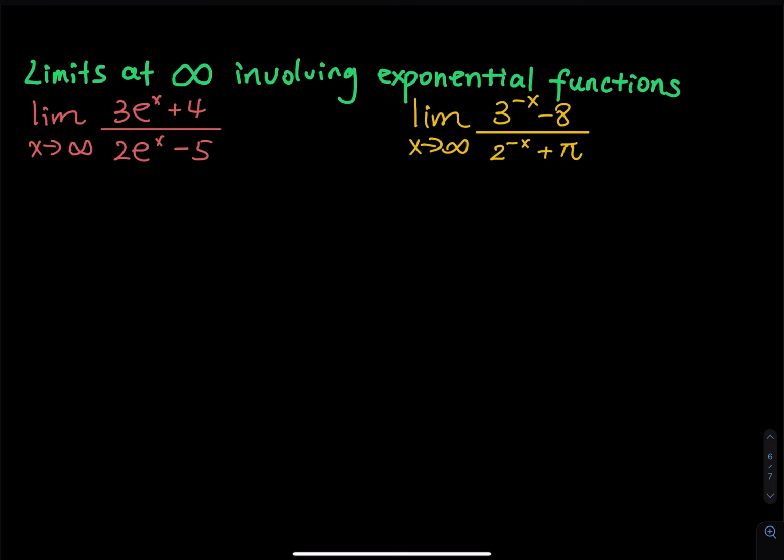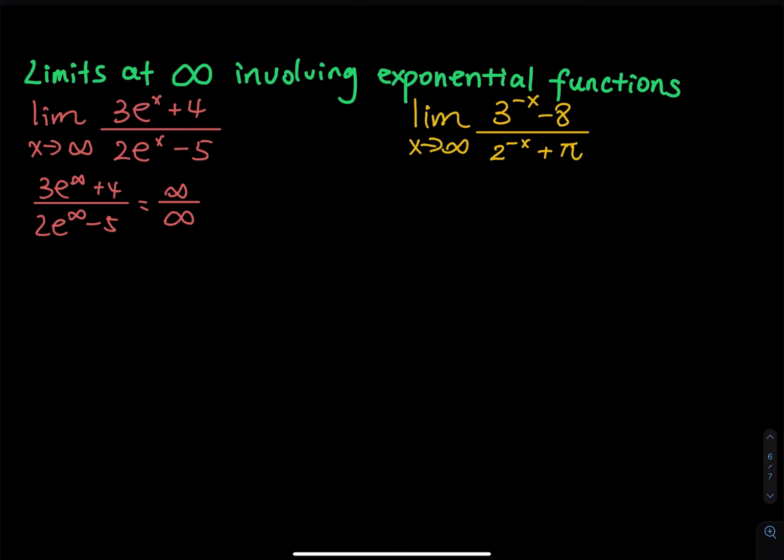Let's write this out. So we have 3 times e to the infinity and then plus 4, which is infinity, right? And then 2e to the infinity minus 5. So this will be a very large number plus 4, that is infinity. And then e to the infinity is infinity minus 5. So that is infinity. When you have infinity over infinity, I just say undefined.